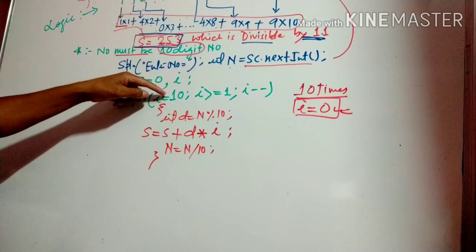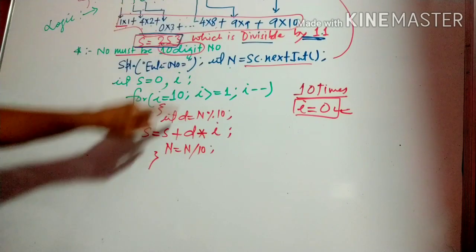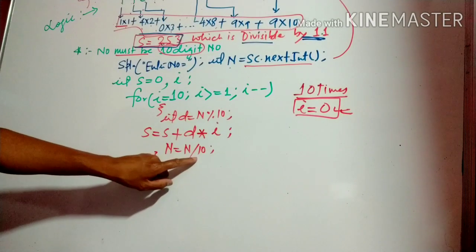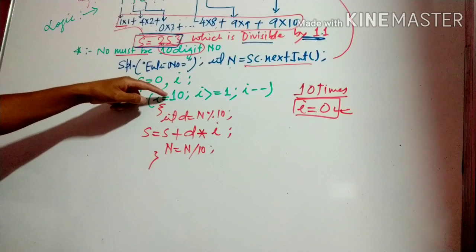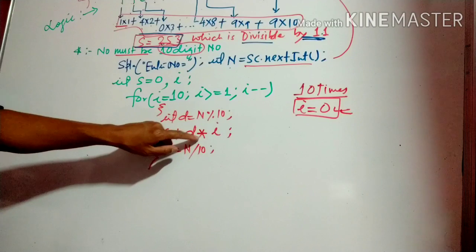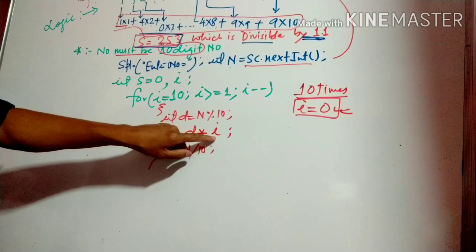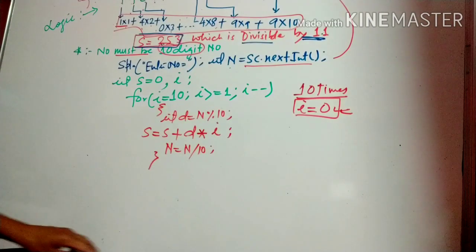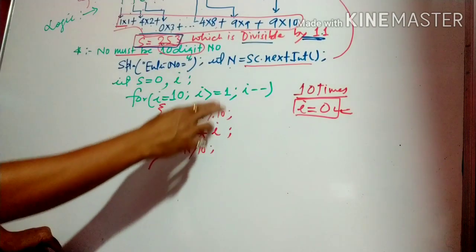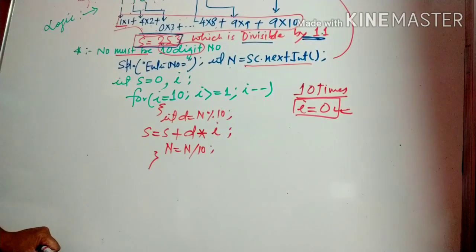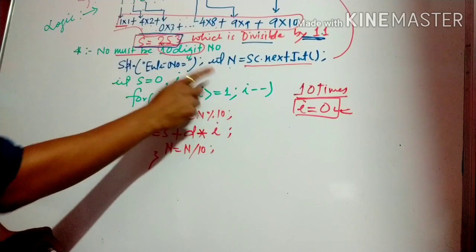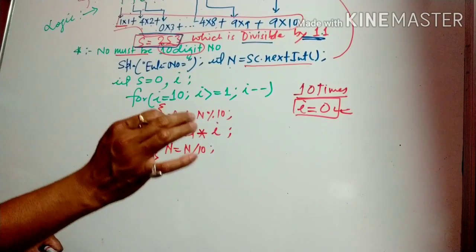The value of i will be 9, d will be n modulus 10, again 9, s equal to the last value of s plus 9 multiplied by 9. Again the value of i will be 8, the value of d will be 4, s plus 4 multiplied by 8. Like that it will go on. So when this loop executes, if the number is 10 digit, the loop will execute 10 times.